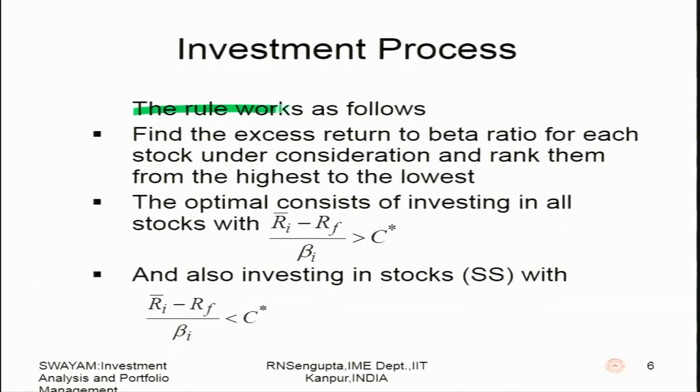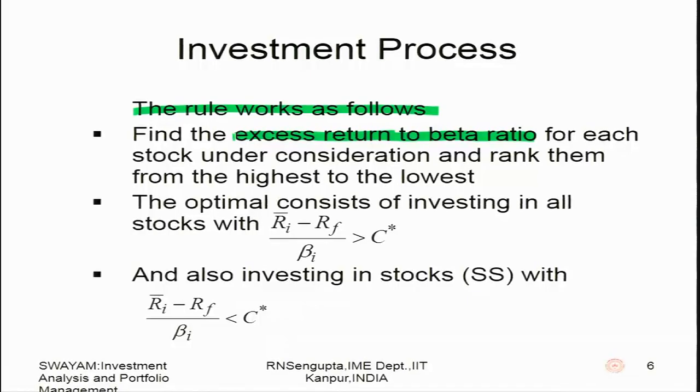The rule works as follows. We need to find out the excess return to beta ratio, that means Ri minus Rf divided by beta. Why beta? Because we are considering beta as a form of risk and replacing sigma with beta. So, they are basically a proxy of the risk. The excess return with respect to Rf divided by beta is basically a sort of efficiency, Ri minus Rf divided by beta.